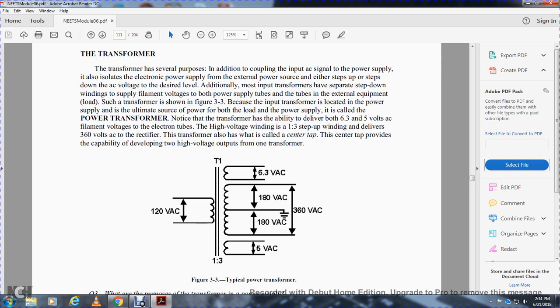The transformer is 1 to 3 step-up, from 120 volts AC stepped up three times, so 360 volts.